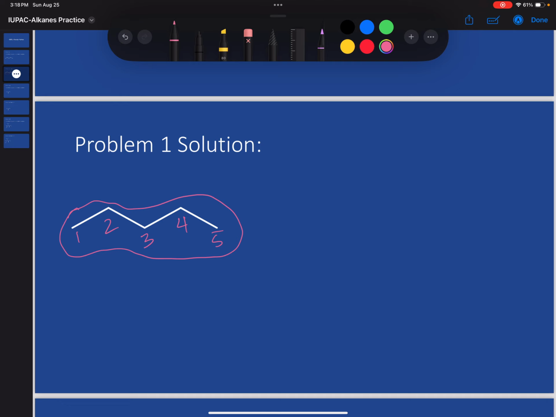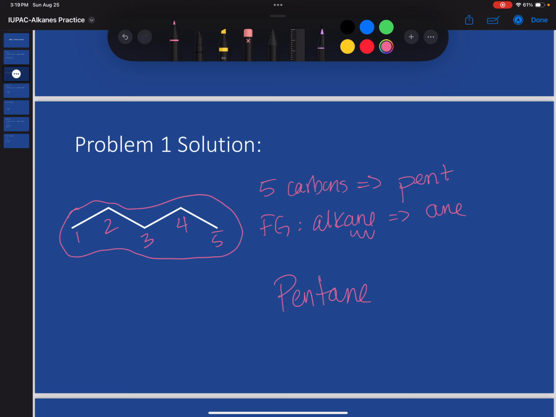So if I look at this, I see I have 5 carbons in my compound. That tells me I need to use the prefix pent for 5. And then the functional group that I have is a hydrocarbon, meaning I only have carbons and hydrogens present, and they all have single bonds. And that's going to be an alkane. So I'm going to use the suffix for alkane, and I'm going to combine these two pieces together, and so the name of this compound would just be pentane, and I would be done.